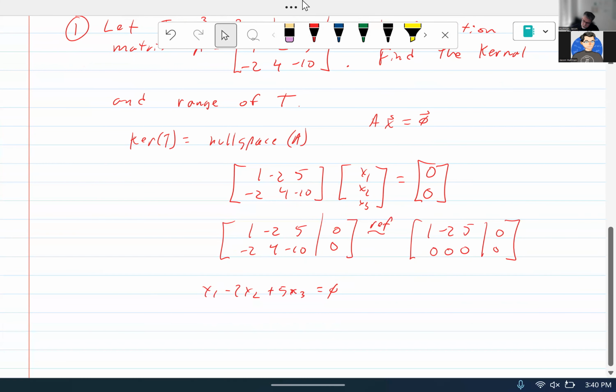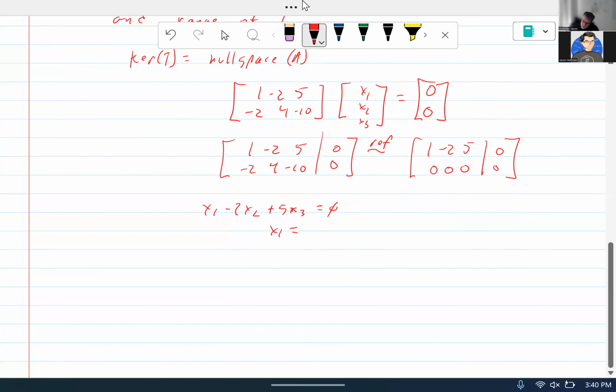Okay, and so I'm going to solve for x1. x1 is equal to positive 2x2 minus 5x3. Just like we did before, we're going to put in some variables so I can equate x1, x2, and x3. Okay, so let x2 equal s. Let x3 equal t.